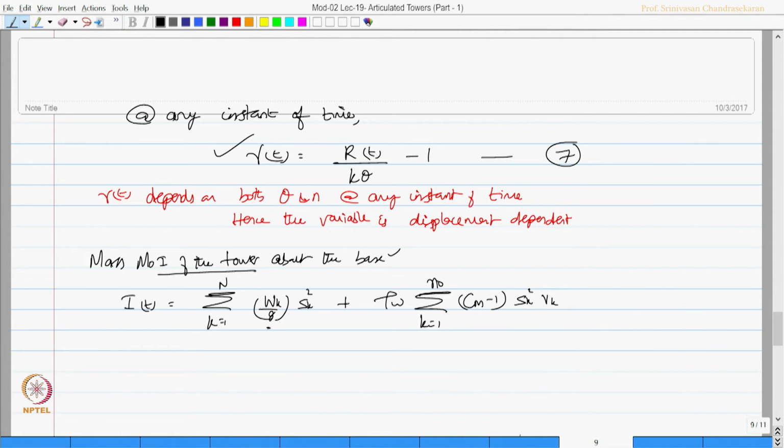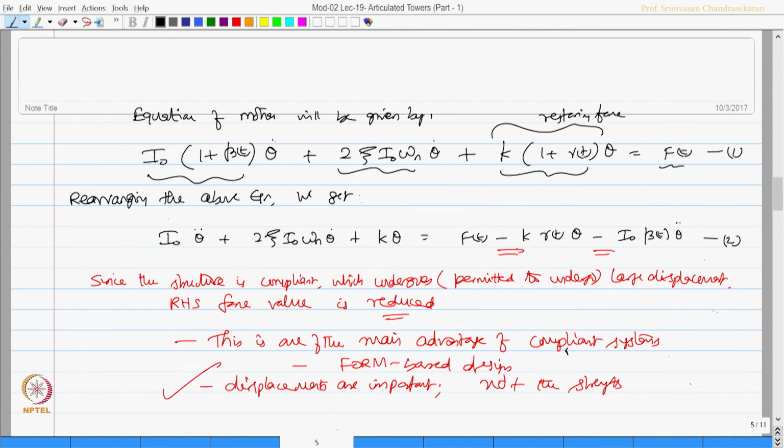Now, if you look at the equation of motion, that value should be equal to the inertia component. This is the inertia component.